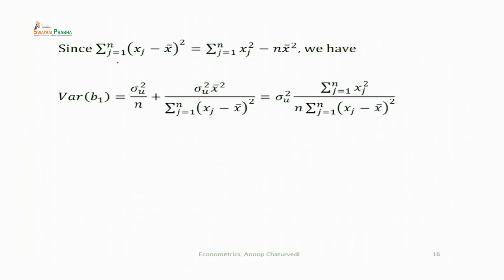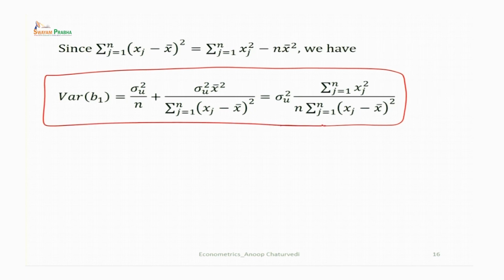Further, the summation x j minus x bar square is equal to summation x j square minus n times x bar square. So, you can simplify the variance of B1 as say sigma square u you get, and in the denominator you obtain n times summation x j minus x bar square. In the numerator you get summation x j minus x bar square plus n times x bar square. So, finally, you get summation x j square. So, this is the final expression for variance of B1.